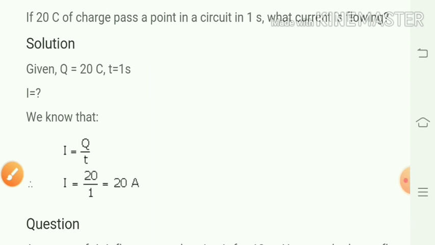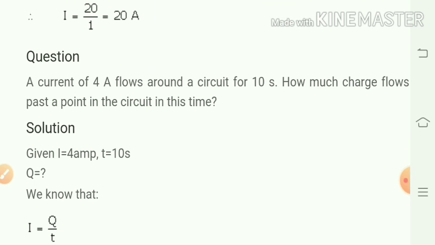If 20 coulomb of charge pass a point in a circuit in 1 second, what current is flowing? Given that Q is equal to 20 coulomb, time is 1 second, and I we have to find out. So we know that I is equal to Q by T. So I is equal to 20 by 1 second, it becomes equal to 20 ampere.